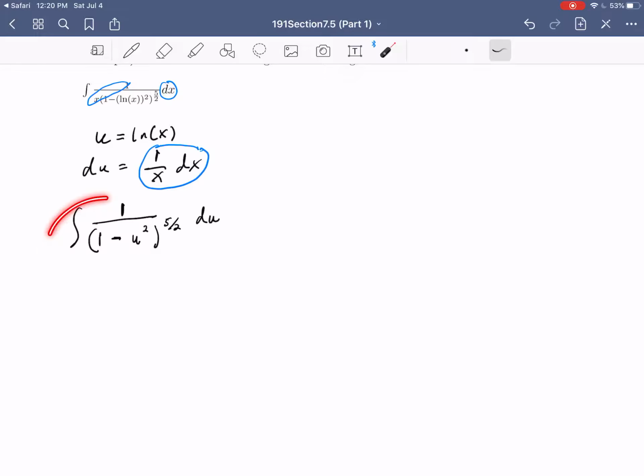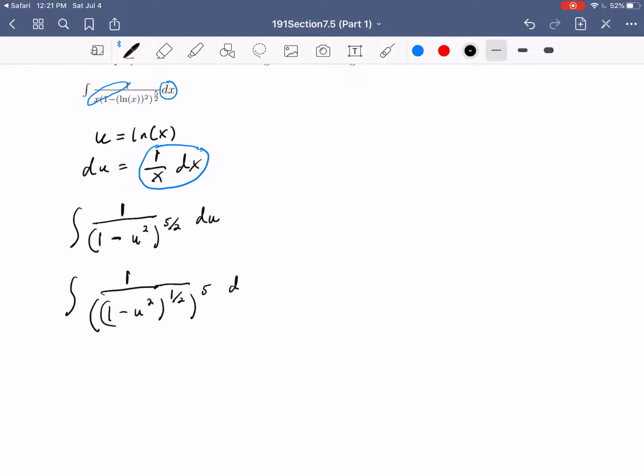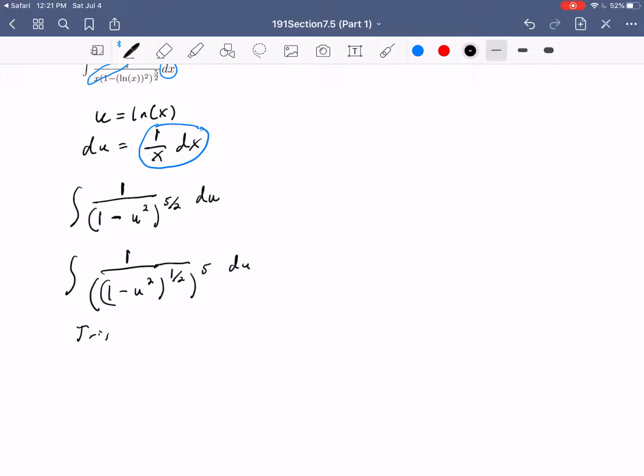Now, we want to reset and think about this. How should we approach this? Well, we see this 1 minus u squared. That reminds us of trigonometric substitution. And we can go a little bit further if you want to help yourself visualize it. View this as 1 minus u squared, to the 1/2, and then all raised to the 5th power. That's what that 5/2 exponent is doing. So you can see that if we wrote it as a radical, it is radical 1 minus u squared. So we have a radical of a squared minus u squared. So this is a trig sub here. So we're going to do this as a trig sub.